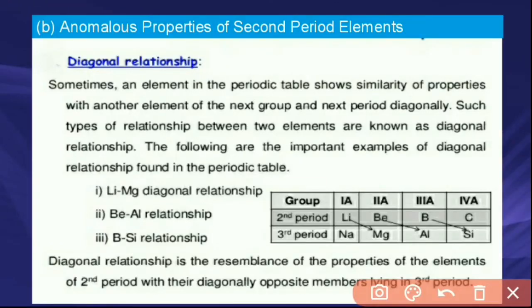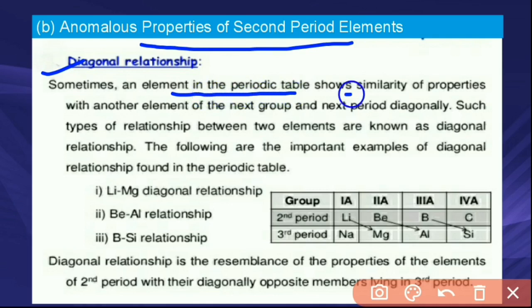Next anomalous property of second period elements is the diagonal relationship. Sometimes an element in the periodic table shows similar properties with another element of the next group and next period diagonally. It means the first element of the second period shows a diagonal relationship with the second element of the third period, and generally all the properties are similar, so that type of relationship we call the diagonal relationship.